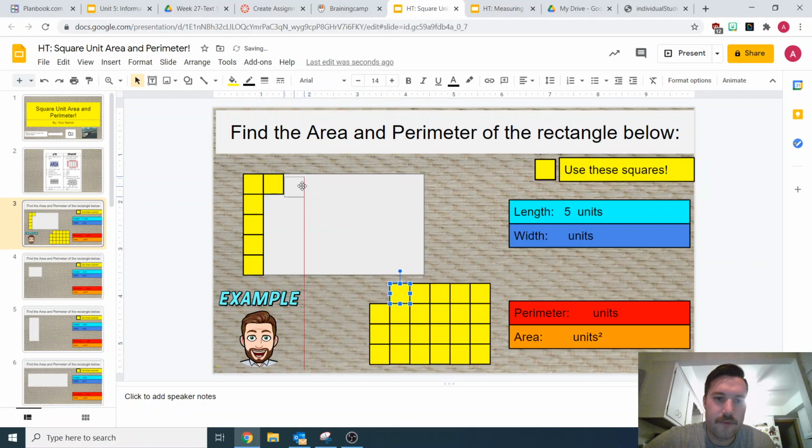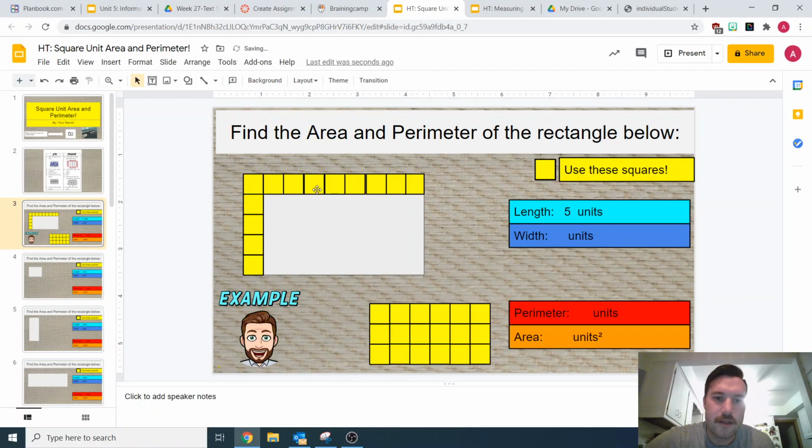Now I want to find my width. 1, 2, 3, 4, 5, 6, 7, 8, and 9. So my width would be 9 units.